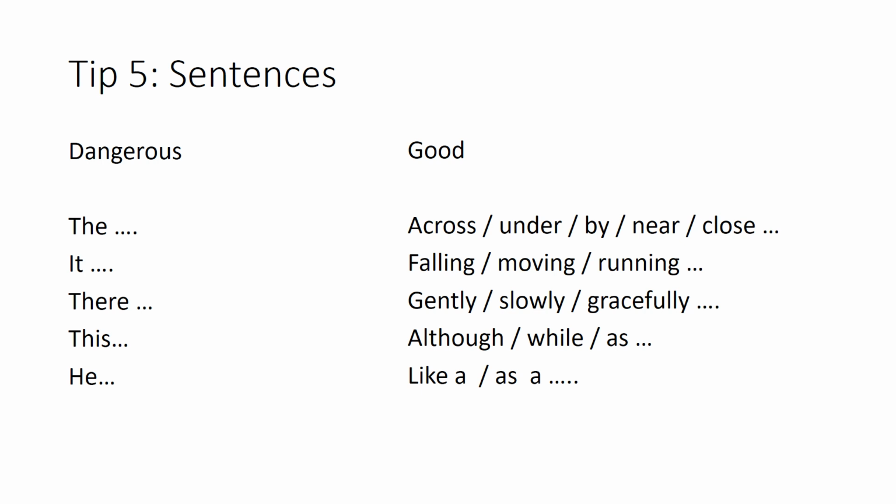Number 5, sorry. For number 5, what we want to do is be careful with the sentence structure. A lot of students, when they're writing, often use the, it, their, this, he, she, so pronouns. And often what we're doing is just repeating the same sort of sentence structure. The cat was on the grass. It was lonely. There was light twinkling above it. This amazed the cat. He decided to leave.